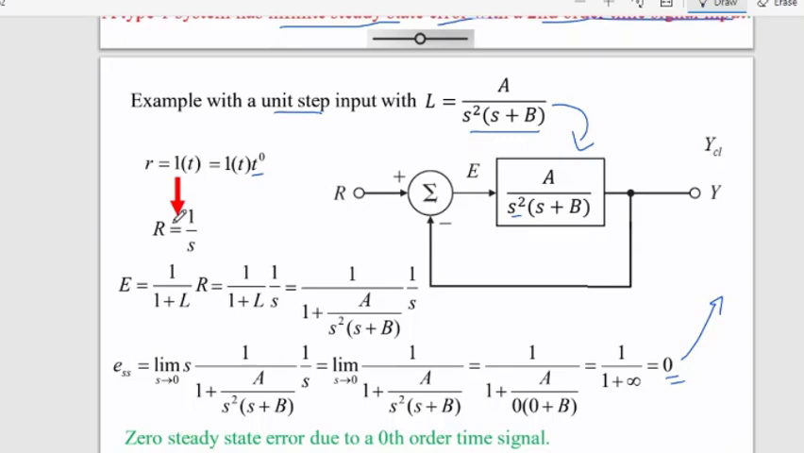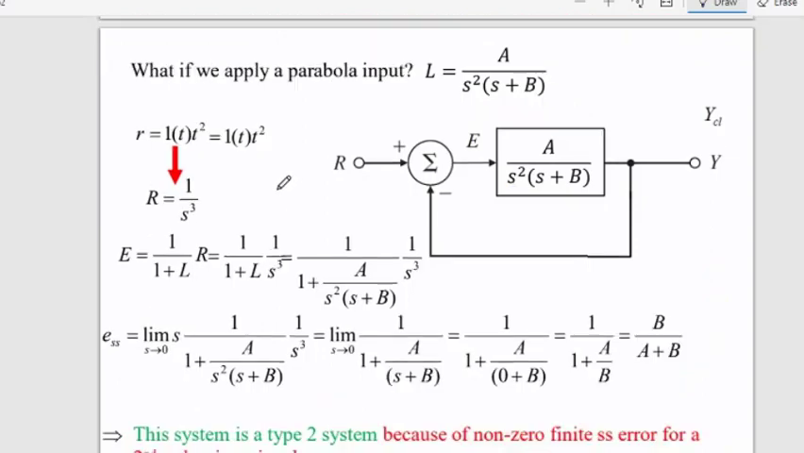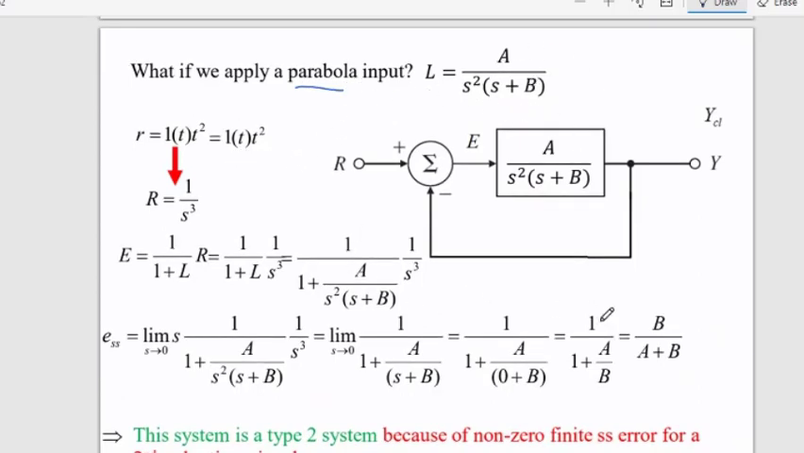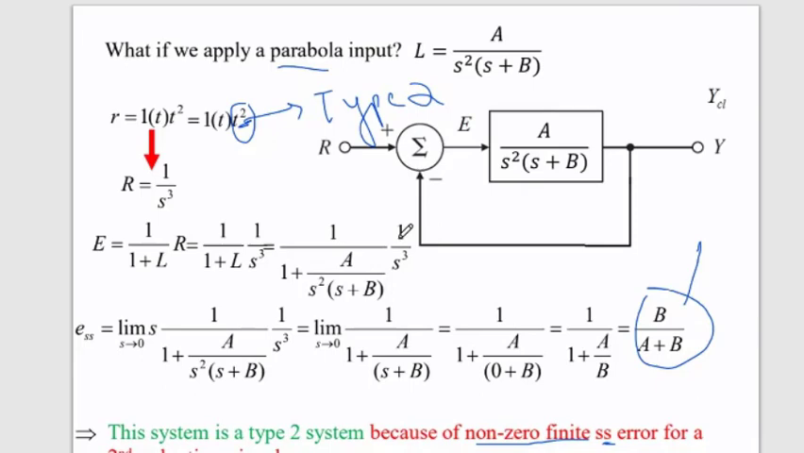If for a certain input we get a non-zero finite value for steady state error, we will immediately check the order of that input. We will immediately realize the order of the system. So let's see. Now I'm applying a parabola input to the same system, and I am seeing that we are getting a steady state error, a non-zero finite value. This system is a type 2 system because of the non-zero finite steady state error for a parabolic input of order 2. Similarly, you can find type 3 systems and type 4 systems and so on.